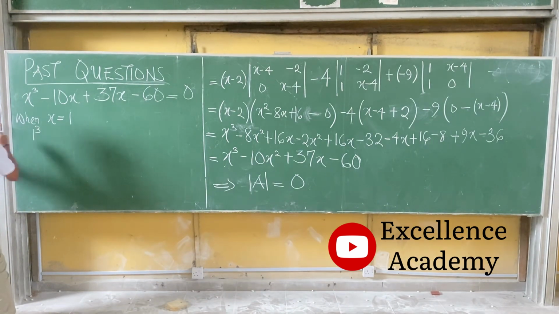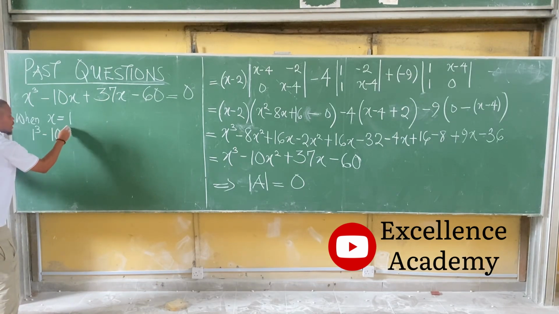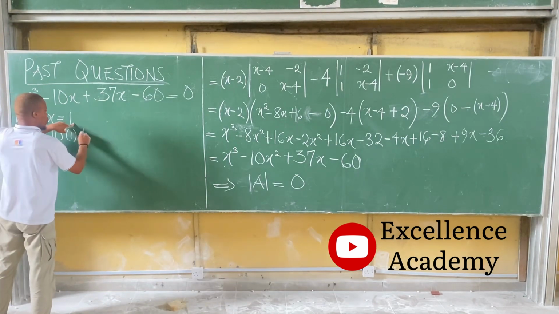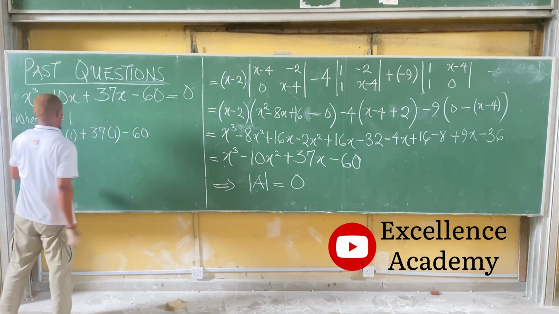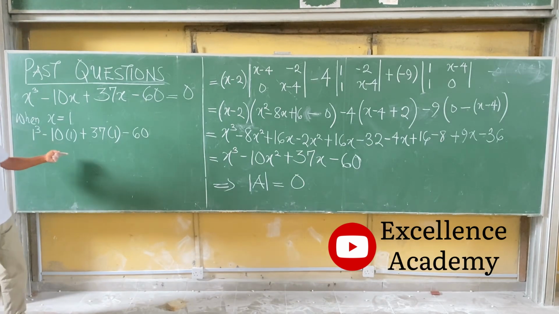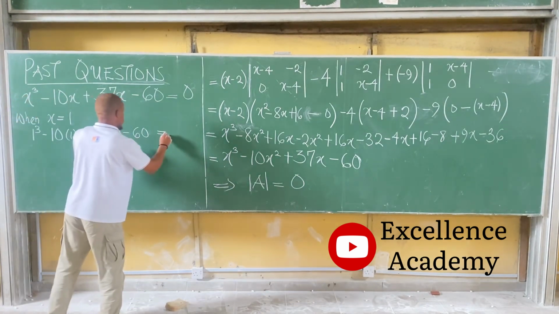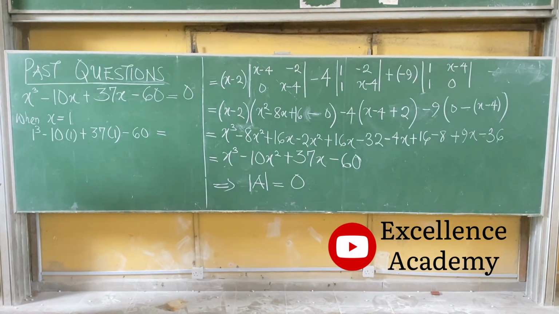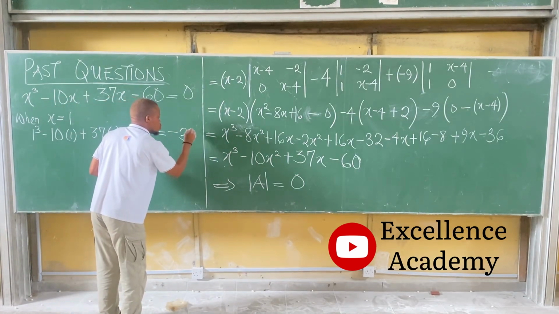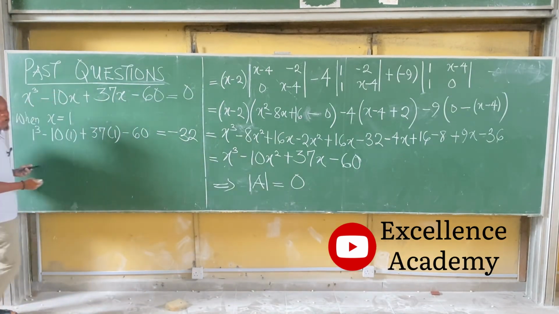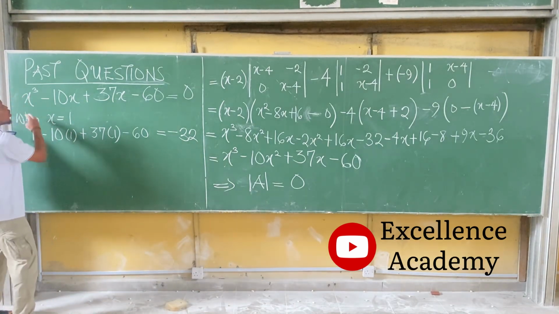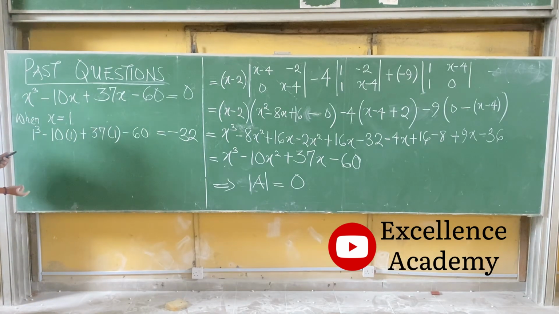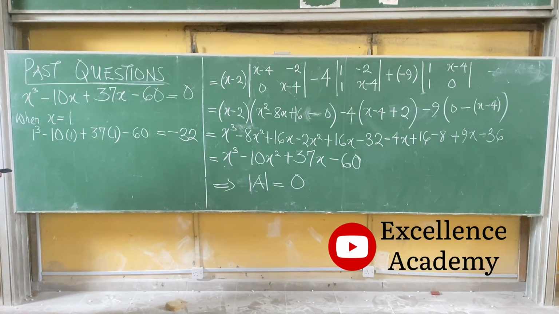I'm having 1 cube minus 10 times 1 plus 37 times 1 minus 60, right? So this gives me 1 minus 10 plus 37 minus 60. What would that give us? All right, so this gives me minus 32, right? Therefore, 1 is not a factor of this polynomial, right? We go over to the next term. We try the next and the next.